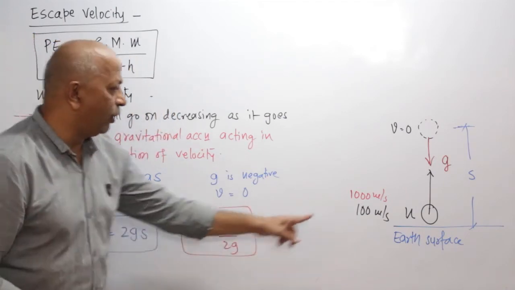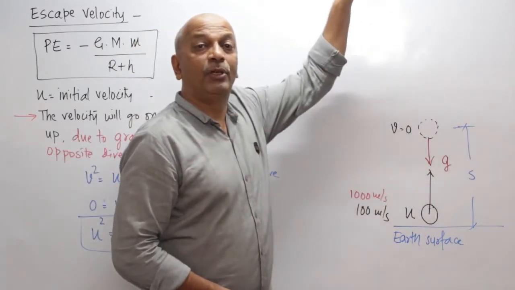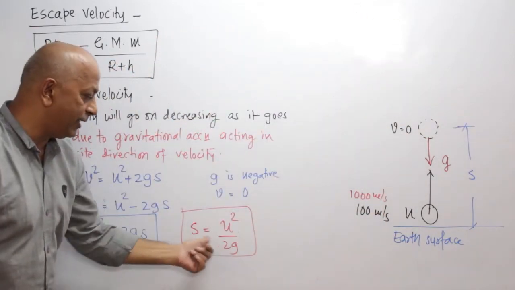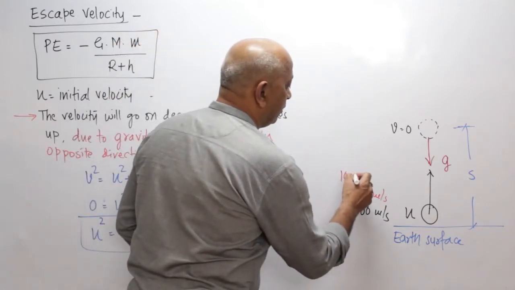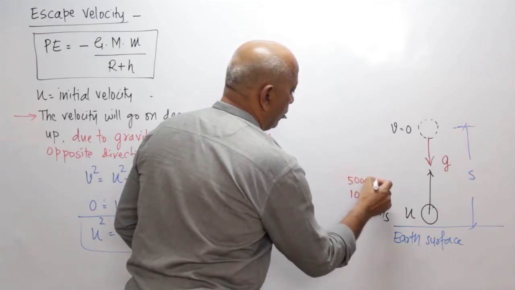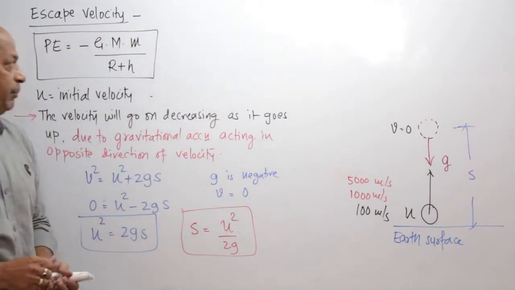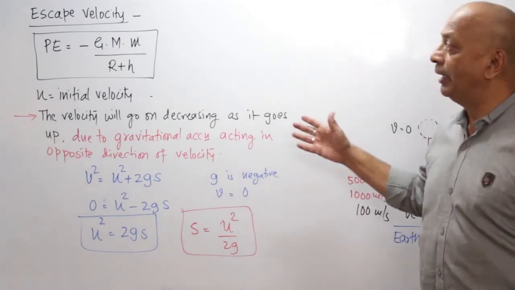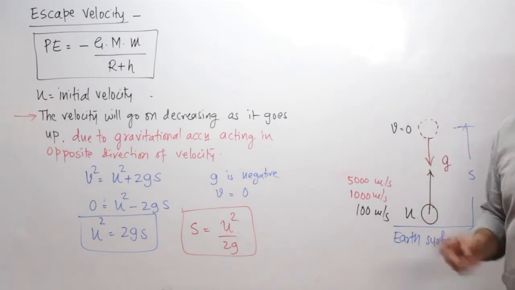So if we increase u, what will the object do? It will go higher. Because s is given by u square, as u increases, s increases. If we make it 5,000 meters per second, the object will still go high. That means by increasing the initial velocity, the object will go to a greater and greater height before it comes to rest.